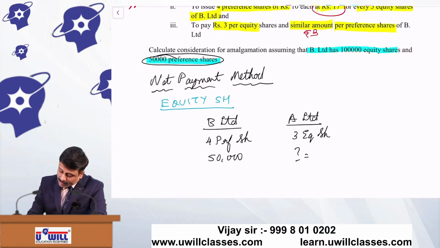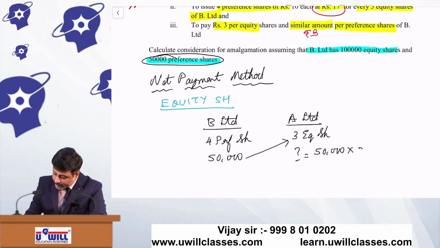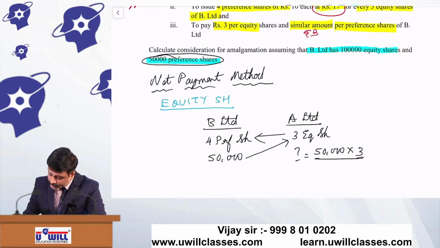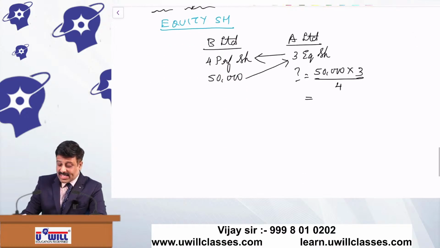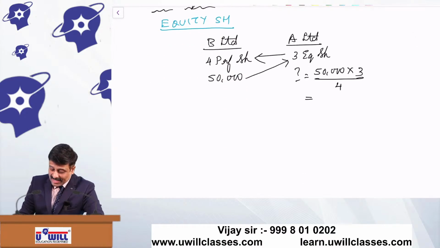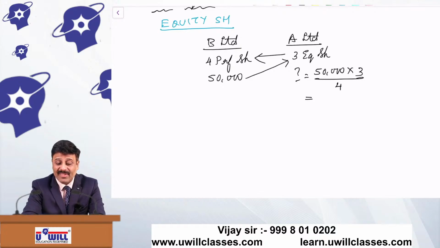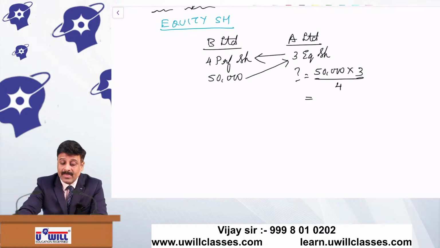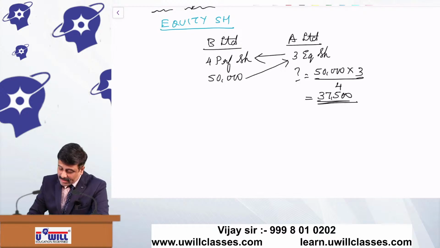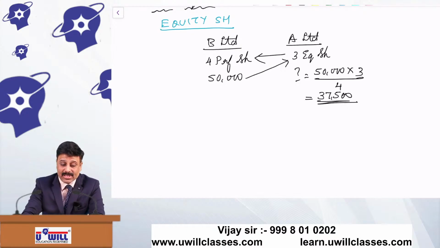For 4 preference shares, we will give 3 equity shares of A Limited. So for 50,000 preference shares, how many will we give? 50,000 multiplied by 3 divided by 4. 50,000 into 3 is 1,50,000, and then 1,50,000 divided by 4 is 37,500. So equity shares to be given are 37,500.